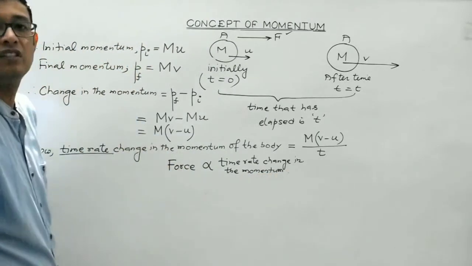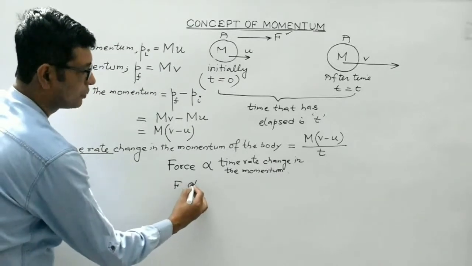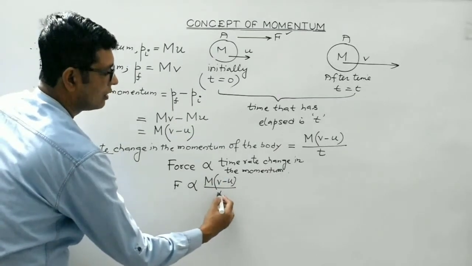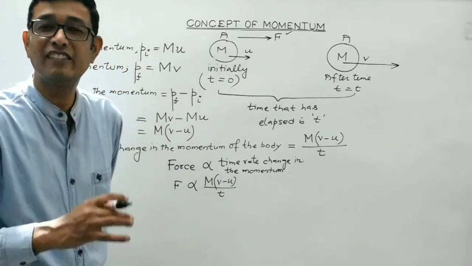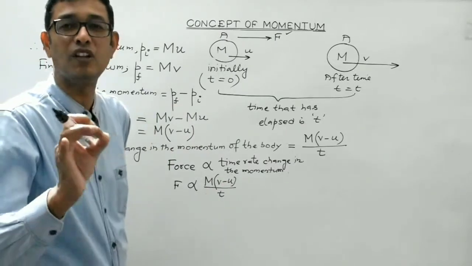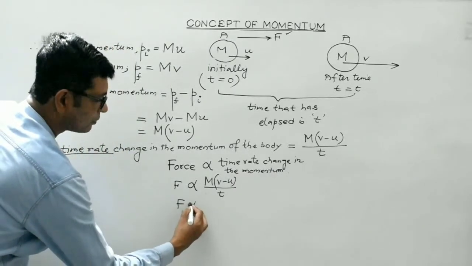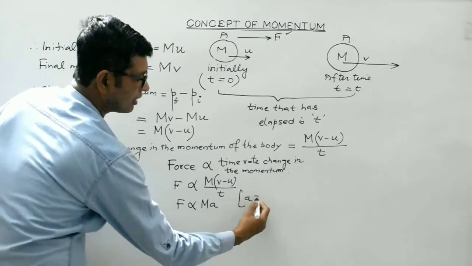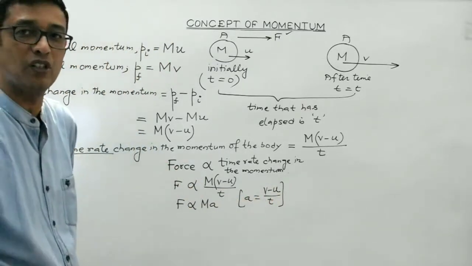This is as per Newton's second law. So what you get is, force can be represented by F is proportional to m(v minus u) divided by t. Now students, you remember (v minus u) by t, that is the time rate change in the velocity of the body. And time rate change in the velocity of the body is known as acceleration. So we can write it as F is proportional to m times a, where a is acceleration, which is (v minus u) divided by t. It is the time rate change in the velocity of the body.